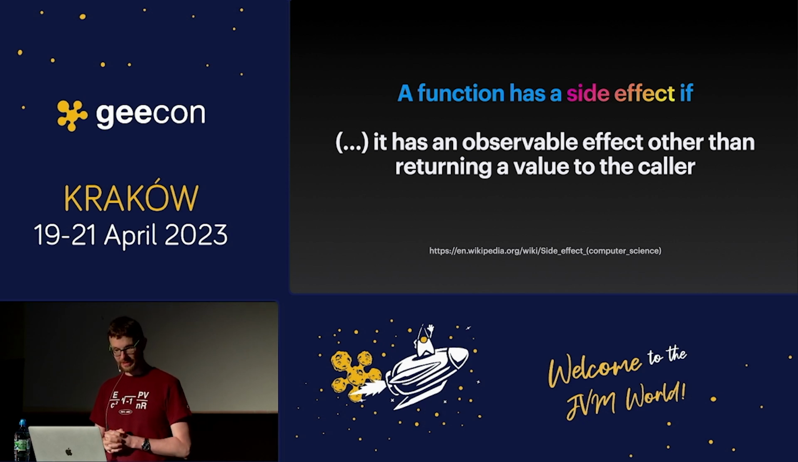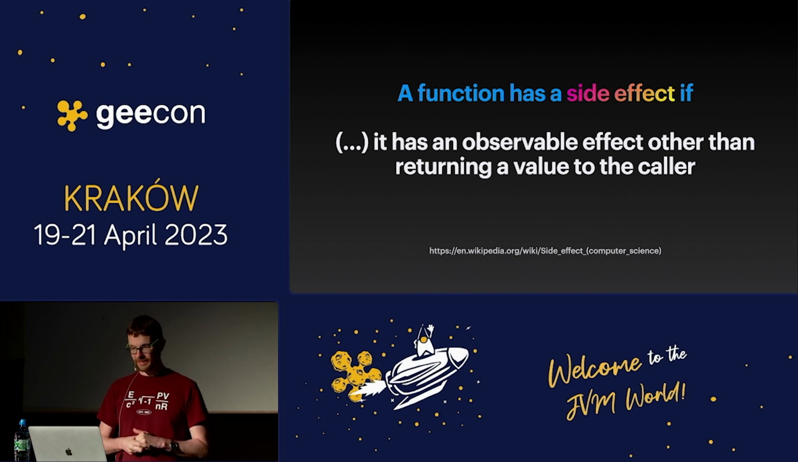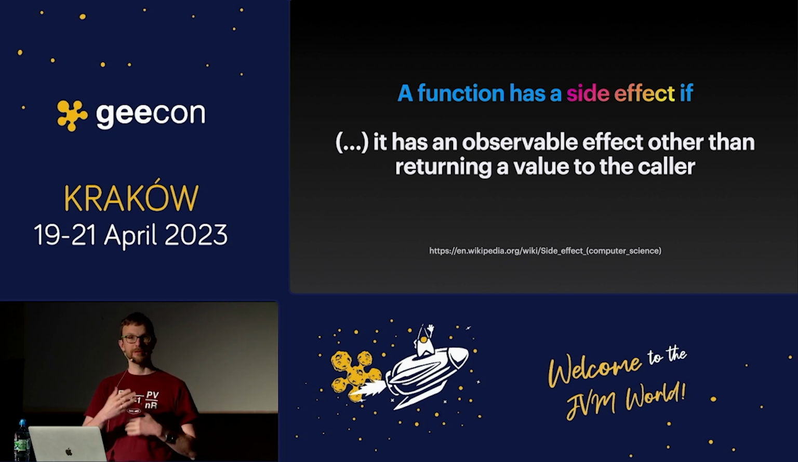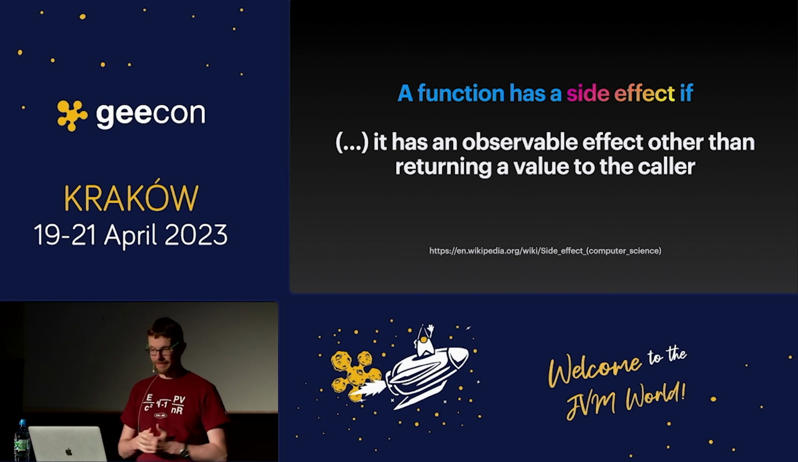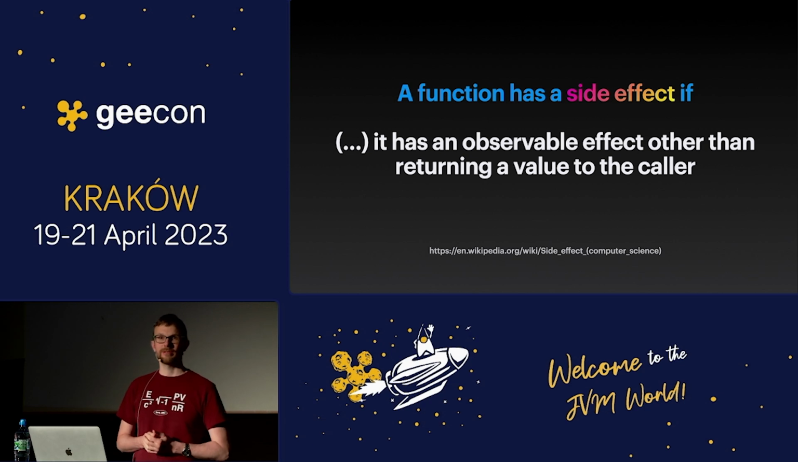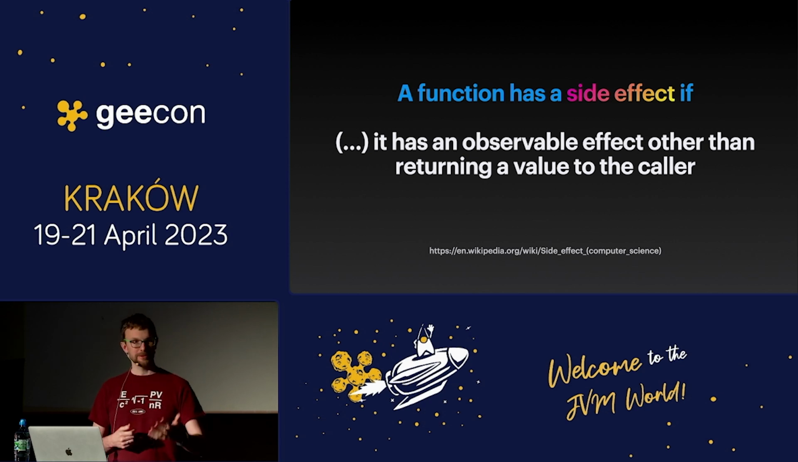It reads that a function has a side effect if it has an observable effect other than returning a value to the caller. And that's okay-ish, except that it's kind of recursive because we say that a function has a side effect if it has an observable effect. So now you might wonder what's an observable effect. So I will try to come up with a better definition than Wikipedia.